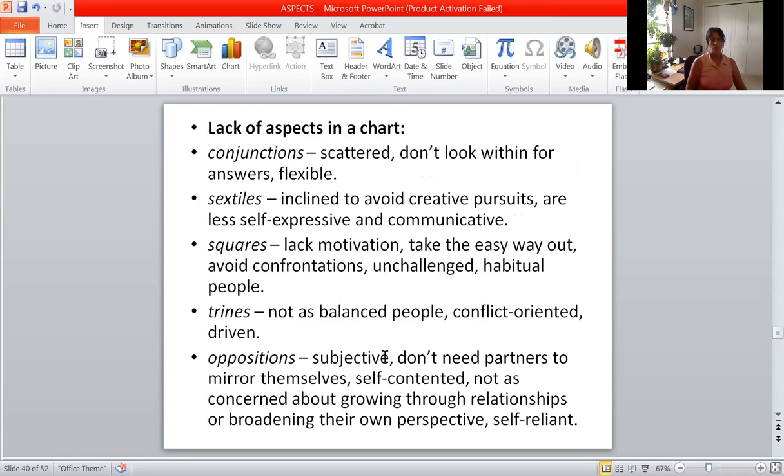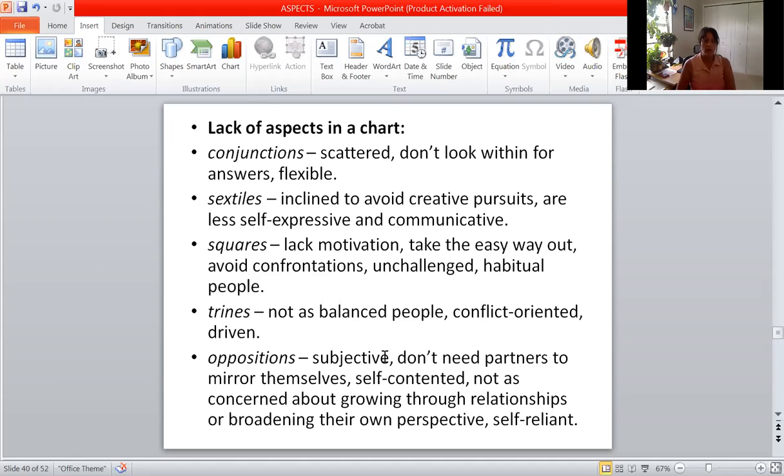Now, lack of conjunctions in the chart, they're a little bit more scattered because there's nothing grouped together, so things can be scattered about. If there's not a lot of sextiles, they'd be inclined to avoid creative pursuits, are less self-expressive and communicative because they just don't feel that comfortableness within a lot of other signs. If there's a lack of squares, there's a lack of motivation. People tend to take the easy way out, avoid confrontation, unchallenged, and then they're habitual. They do things like habit.